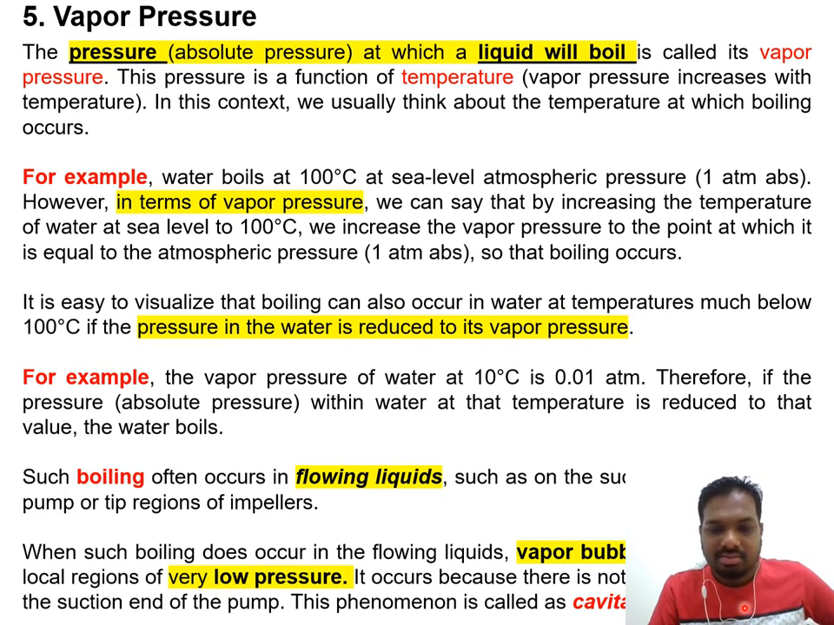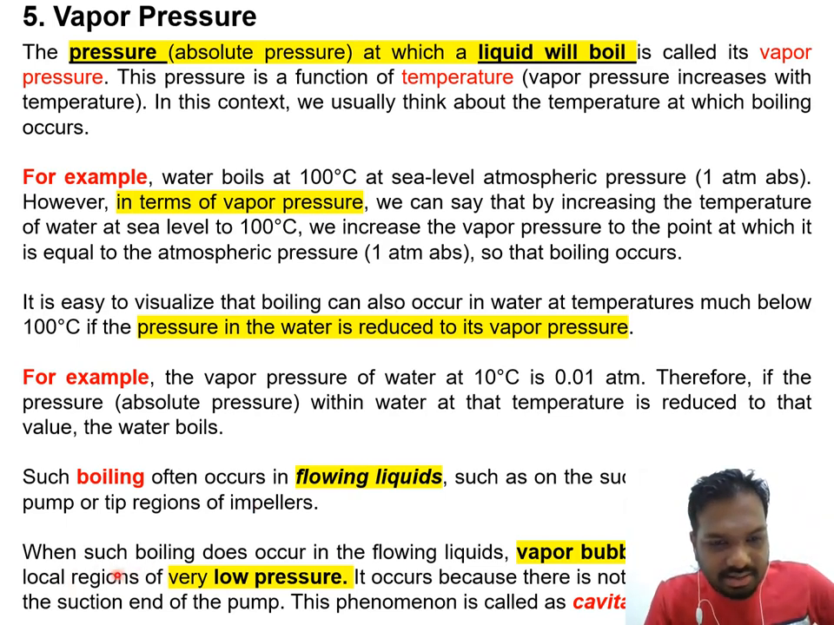Such as on the suction inlet side. This is in the application. You have an impeller, like a fan, underwater. When the fluid is flowing, boiling can happen because at different points in the flowing fluid, they can have a pressure drop.